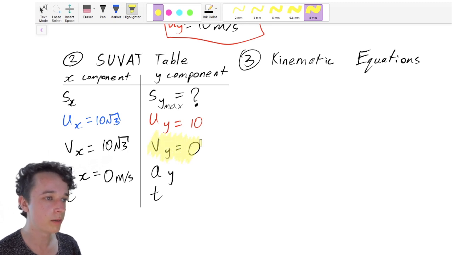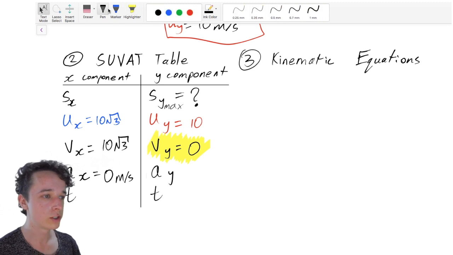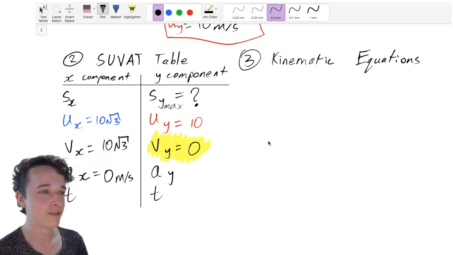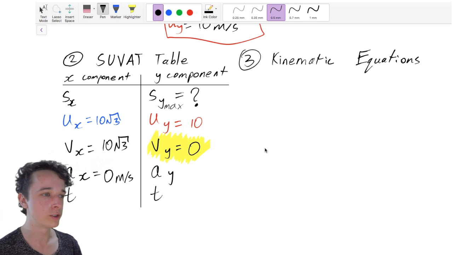Now that might have been a bit confusing when you're first encountering it. Don't worry, you'll get used to it. The more of these questions you do, the more it will just become an instinct.